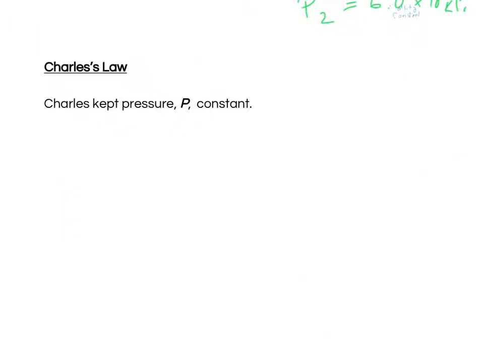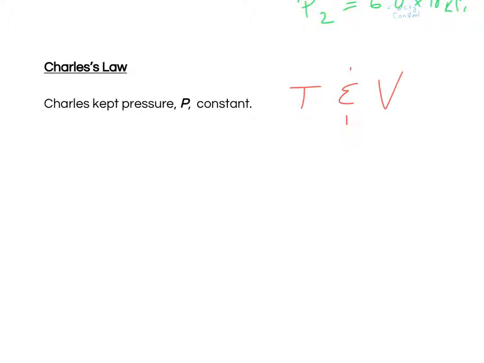So let's look at the second of three gas laws, which is called Charles' law. So what Charles did is he kept pressure constant. And so he was looking at the relationship between temperature and volume, right? So that's what he looked at, temperature and volume.